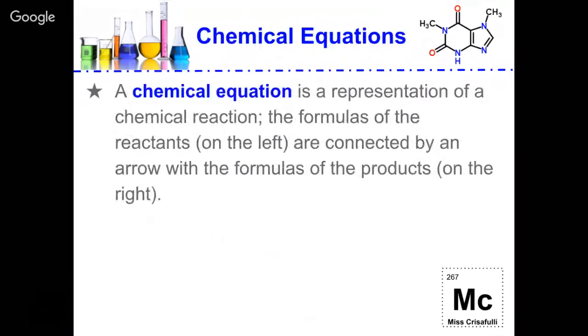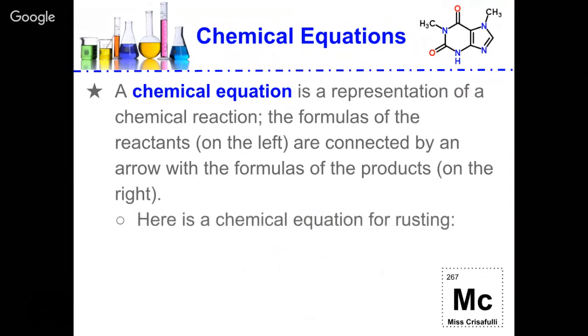A chemical equation is a representation of a chemical reaction. The formulas, not names, of the reactants are written on the left, and they're connected by an arrow with the formulas of the products, which are going to be written on the right. So let's look at that equation that we just looked at for making iron 3 oxide, which is rust. So iron plus oxygen gives iron 3 oxide. This is the form that we're mostly going to be using in class.